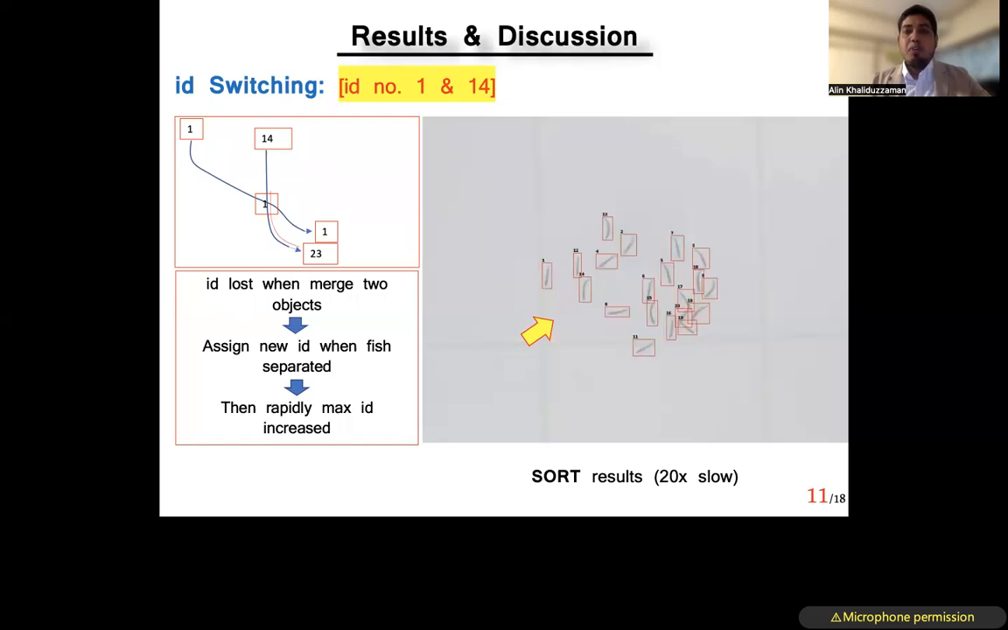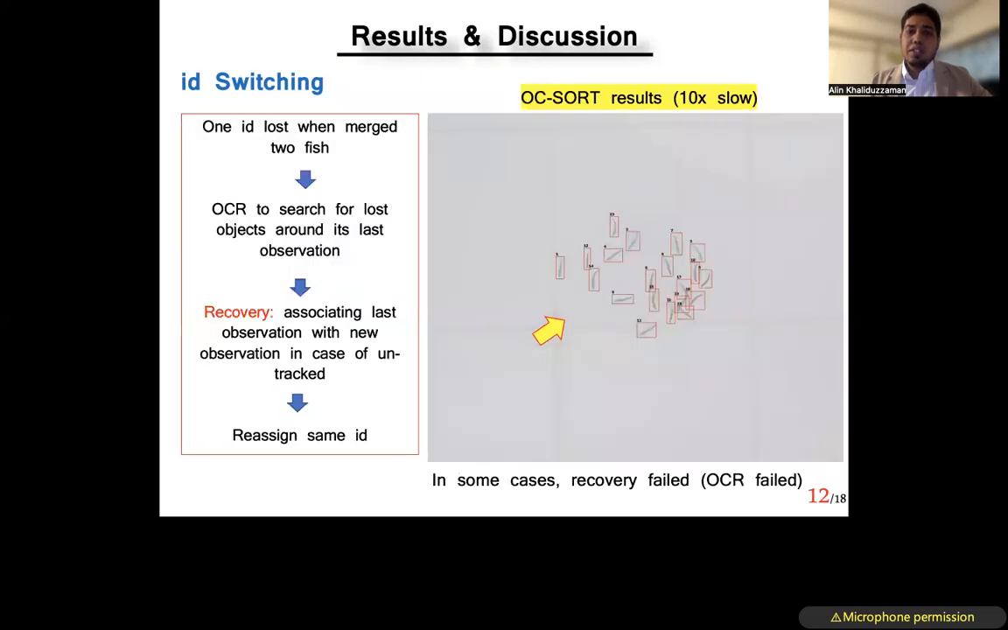I show here one example, fish number 1 and 14. Two separate fish cross each other and then separate again. Let's see the video slowly. Fish 1 and 14 are coming closer. They cross each other, and identity 14 is lost. When they separate again, a new ID, 23, is assigned for 14, but fish 1 remains 1.